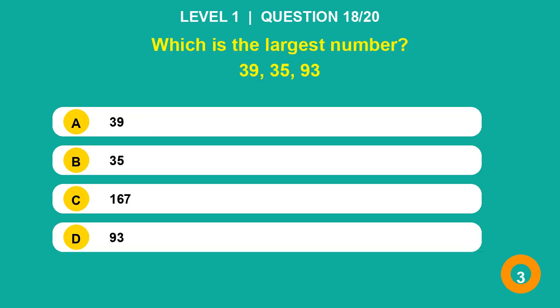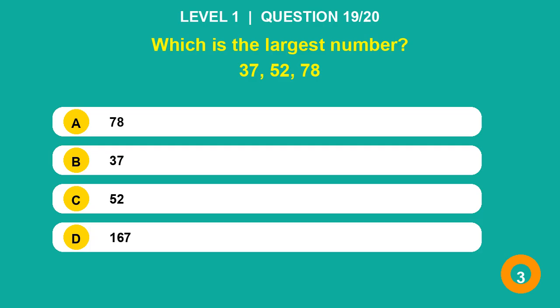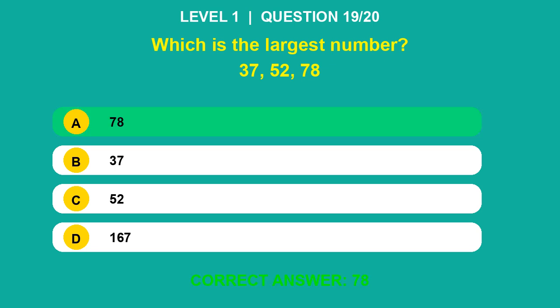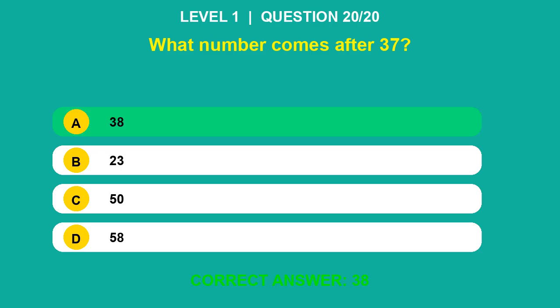Which is the largest number? 39, 35, 93? Answer is 93. Which is the largest number? 37, 52, 78? Answer is 78. What number comes after 37? Answer is 38.